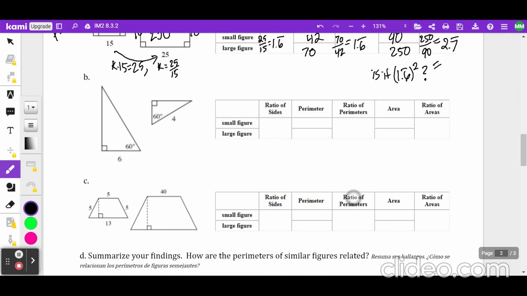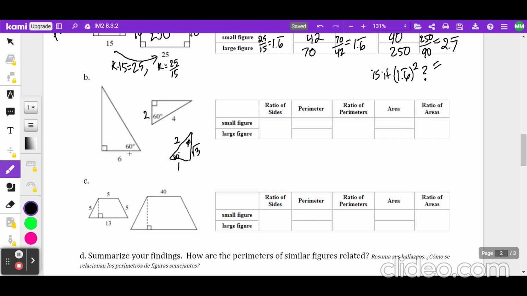And I can't immediately do it because I have to find these sides, but that's okay. I have a 30, 60, 90 triangle and I know how to do that. So let me draw my base triangle. That helps me. This is a 2, 1, root 3 triangle, 30 degrees here, 60 degrees here. So 4 divided by 2 gets me this side. And now I can find my ratio of sides.